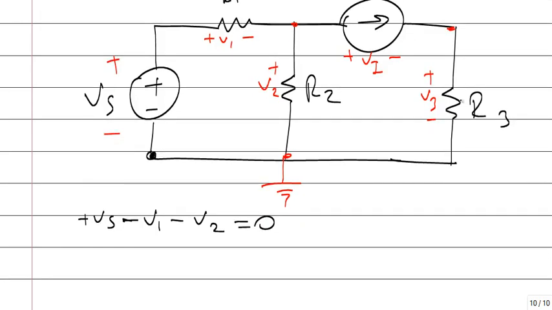The second loop: start from here and go like that. There is a voltage increase. If you switch from minus to plus, there is a voltage increase, plus V2. There is a voltage drop here, minus Vi. Continue. There is a voltage drop. It is 0.